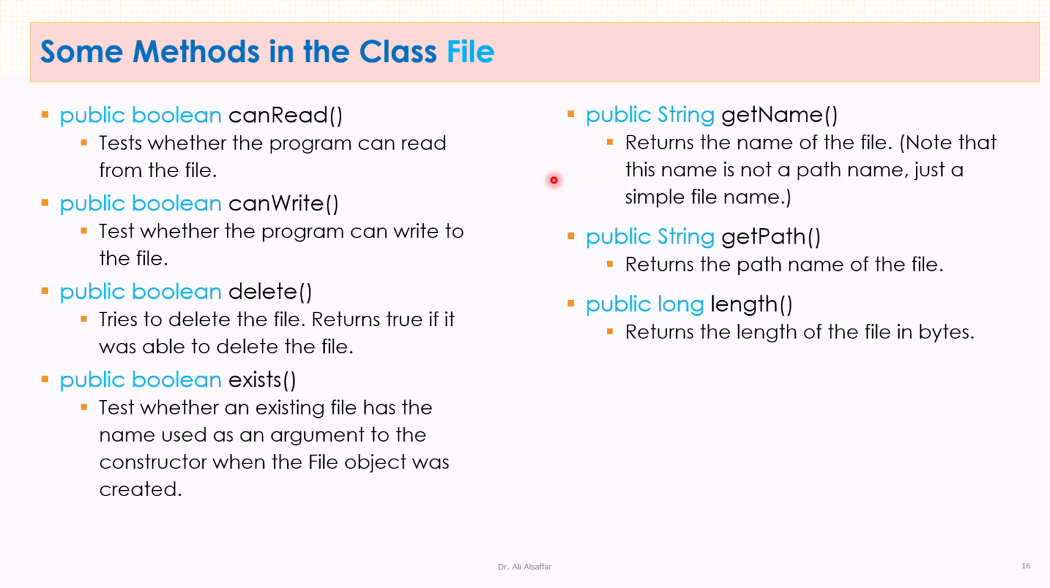But getName will give you only the name of the file without the path. I mean, it does not give you the folders where this file belongs. However, if you want to get the path, then you can call the method getPath, and this will tell you where the file is saved and in which folder. Finally, if you want to know the size of the file, then you can call the method length, and this method will give you the size of the file in number of bytes.